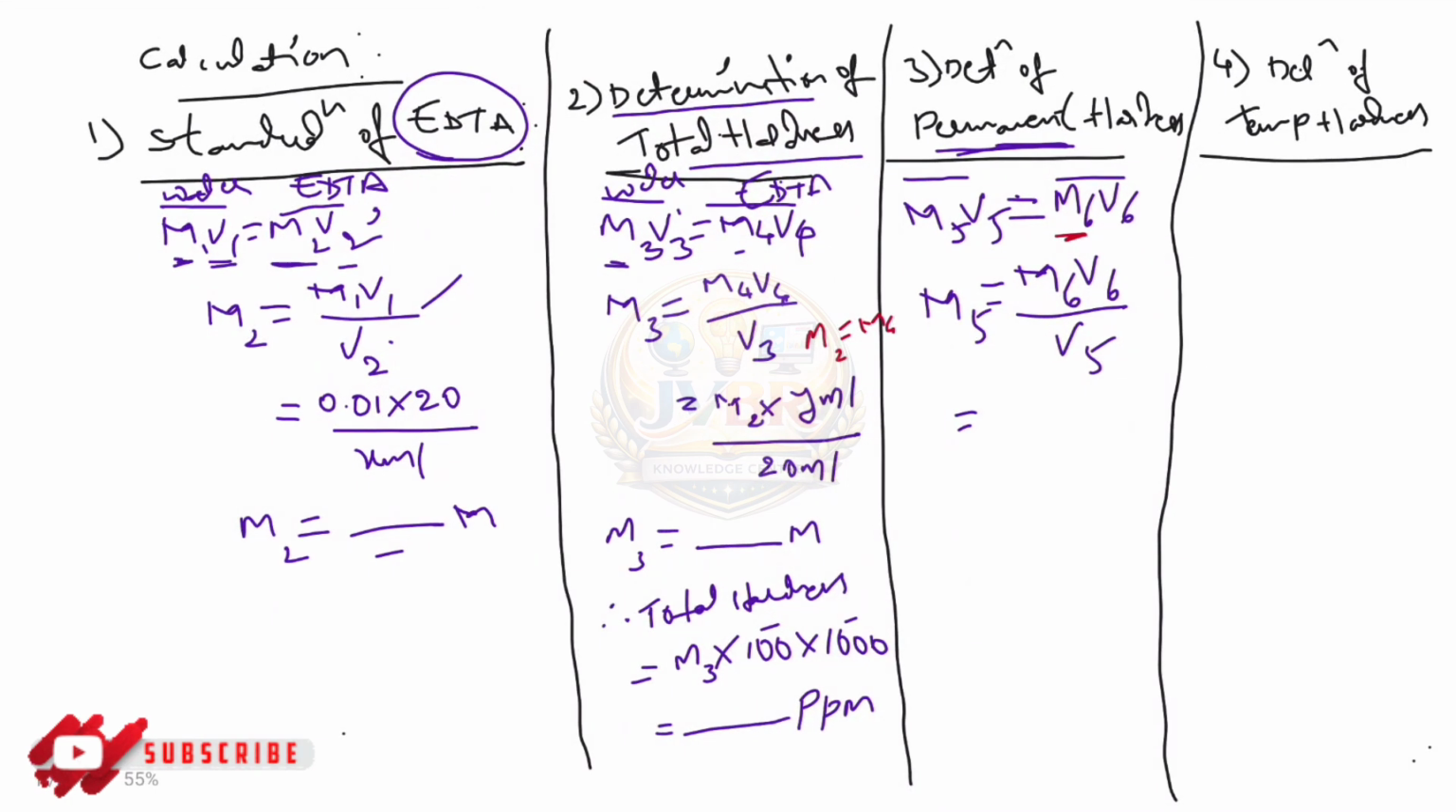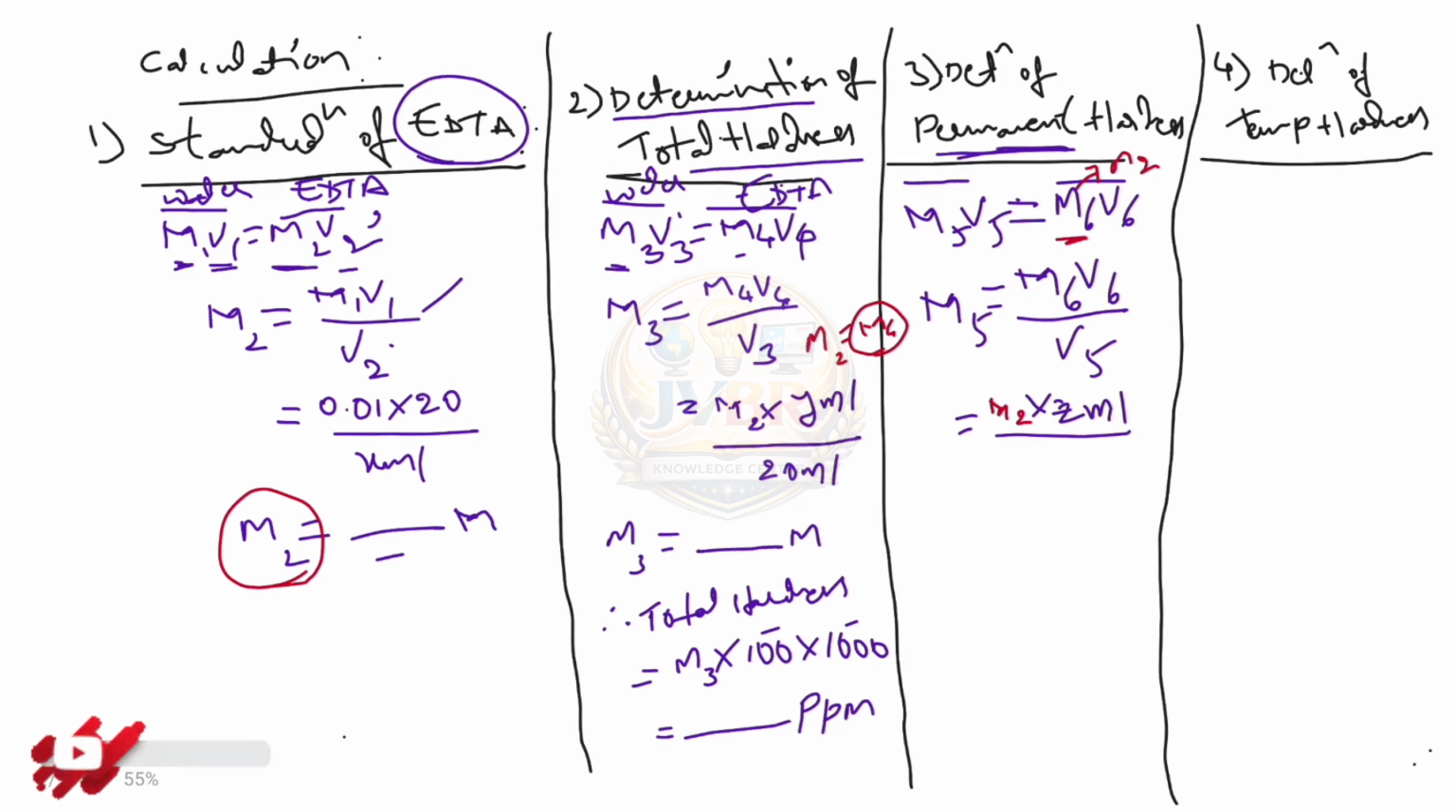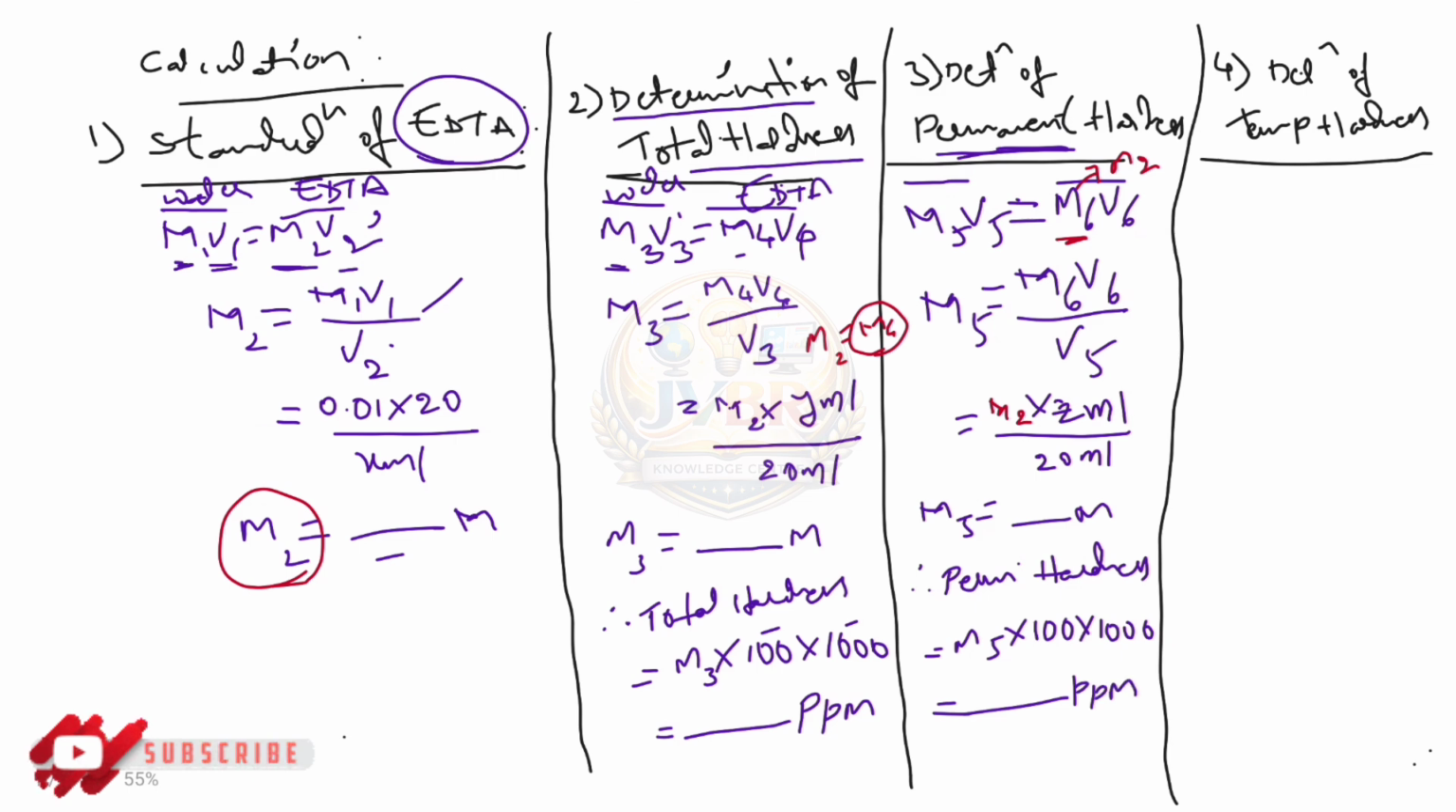Here M6 is molarity of EDTA. We know that M2 is also molarity of EDTA. Instead of writing M6, here also I am going to write M2, into V6, the volume of EDTA, that is Z ml burette reading, by V5, volume of water sample, that is 20 ml. Your formula gives M5 is dash M. Therefore, permanent hardness of water is equal to M5 into 100 into 1000. So we will get permanent hardness of water.